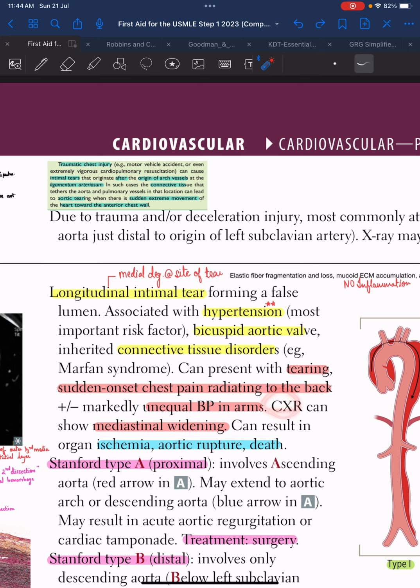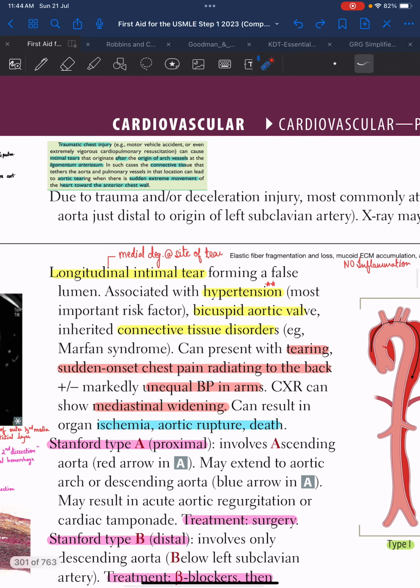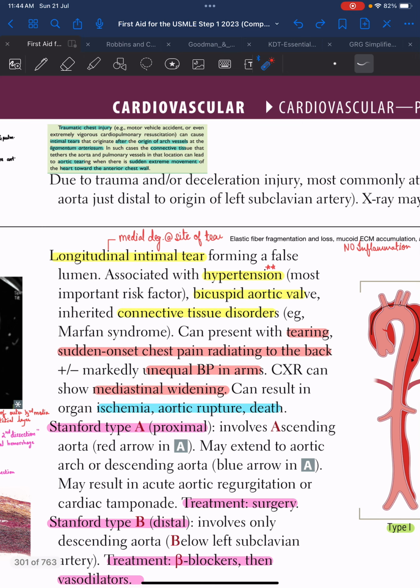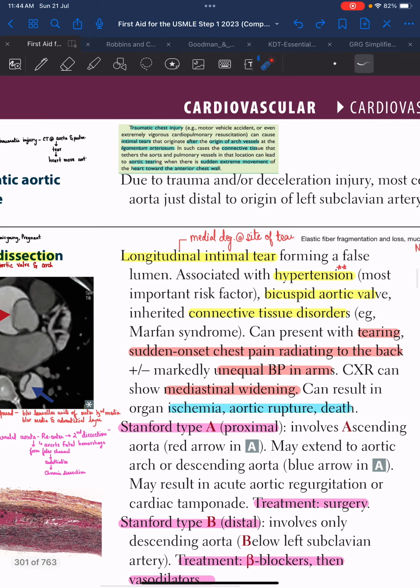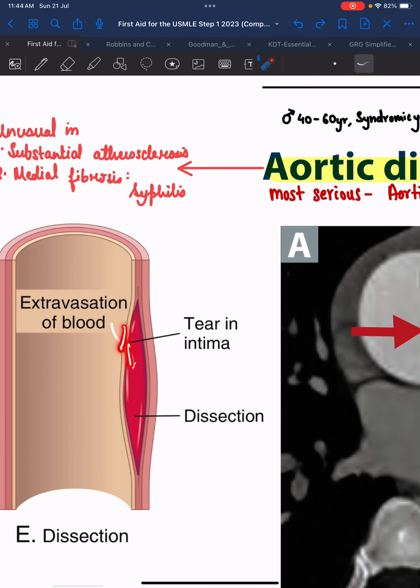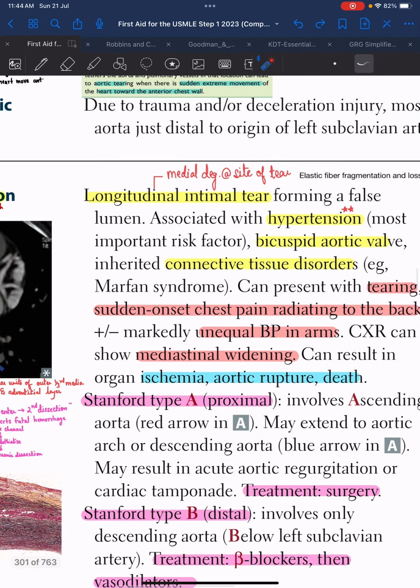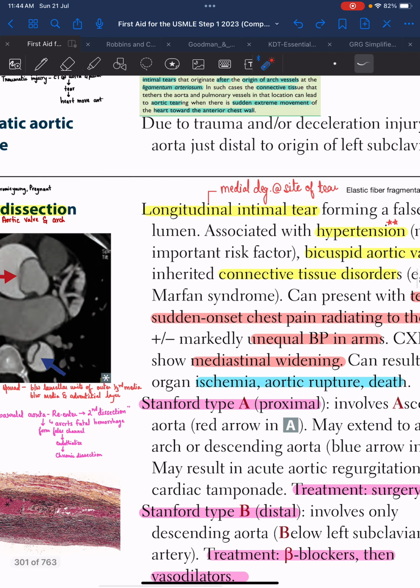The chest x-ray can show mediastinal widening, and the complication which aortic dissection can lead to is organ ischemia. Because there is dissection, there is no proper blood flow, so there could be organ ischemia. There could be aortic rupture also, since the blood is already causing damage as it flows, separating out the lamellar units. It can also flow at such a high rate that it can damage all 3 layers of the vessel wall and extravasate outside totally. So there could be aortic rupture, and eventually this can lead to death.